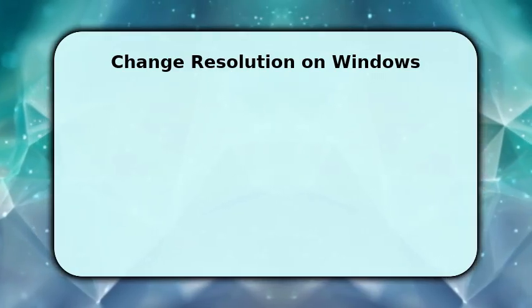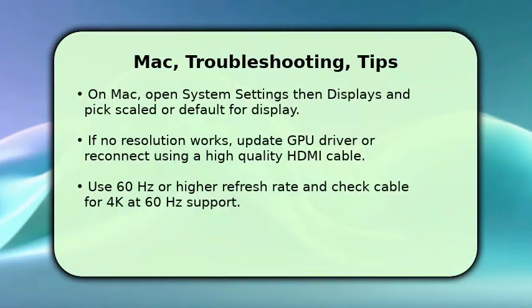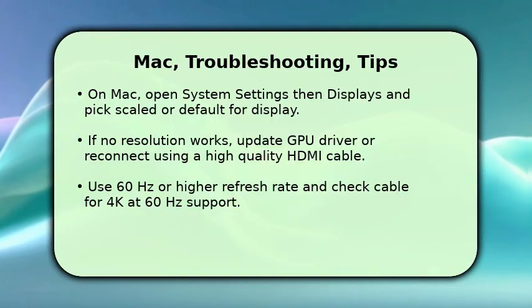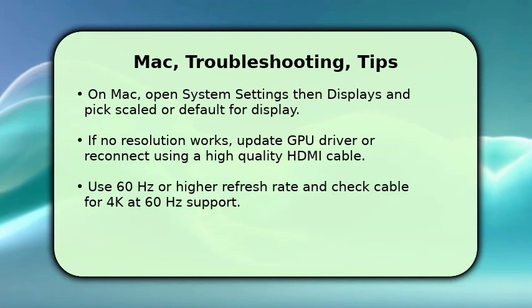Apply and test on a Mac. Open System settings and choose Displays to view resolution options. Choose Default for display or pick Scaled and select a specific pixel count if you prefer. If changes fail, update your graphics driver or reconnect the display with a certified HDMI or DisplayPort cable.